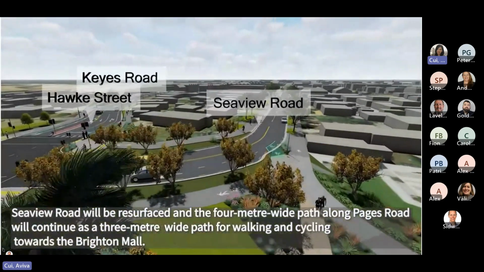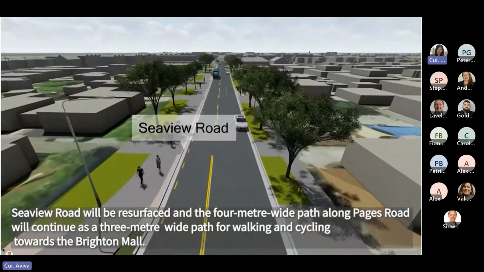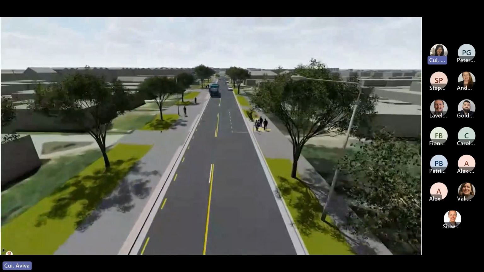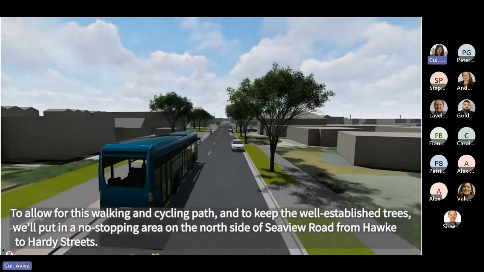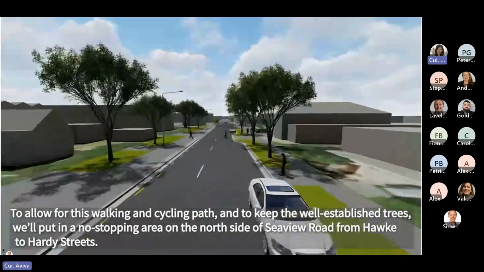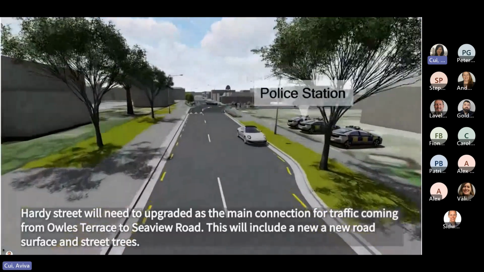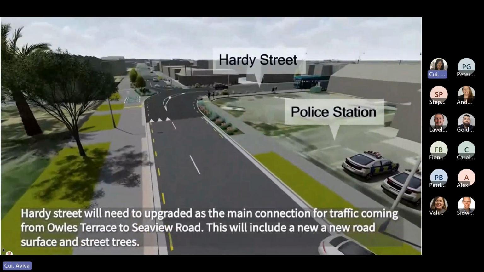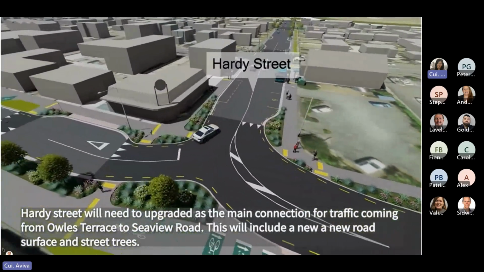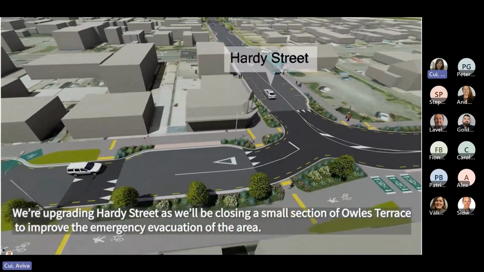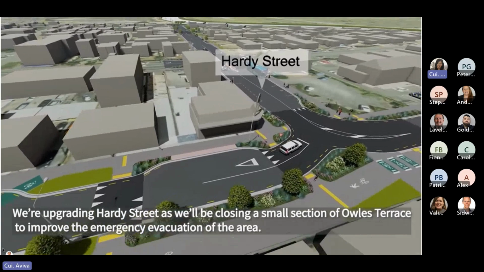Seaview Road will be resurfaced and the 4 metre wide path along Pages Road will continue as a 3 metre wide path for walking and cycling towards the Brighton Mall. To allow for this walking and cycling path and to keep the well-established trees, we'll put in a no-stopping area on the north side of Seaview Road from Hawke to Hardy Streets. Hardy Street will need to be upgraded as the main connection for traffic coming from Owls Terrace to Seaview Road. This will include a new road surface and street trees. We're upgrading Hardy Street as we'll be closing a small section of Owls Terrace to improve the emergency evacuation of the area.